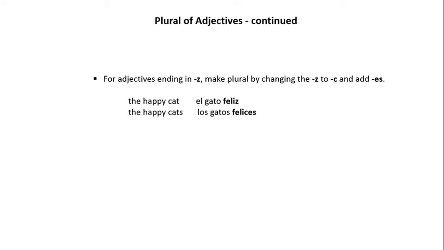Now, one more topic on the plural of adjectives. For adjectives ending in z, we make these plural by changing the z to c and adding es. The example given here is the happy cat, el feliz gato, el gato feliz, and the happy cats, los gatos felices. We just change the z to a c and add es.